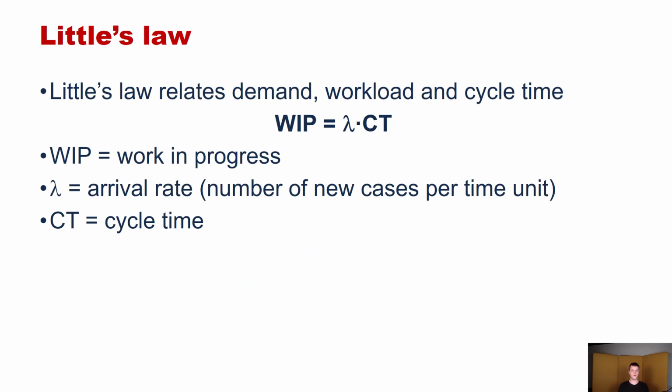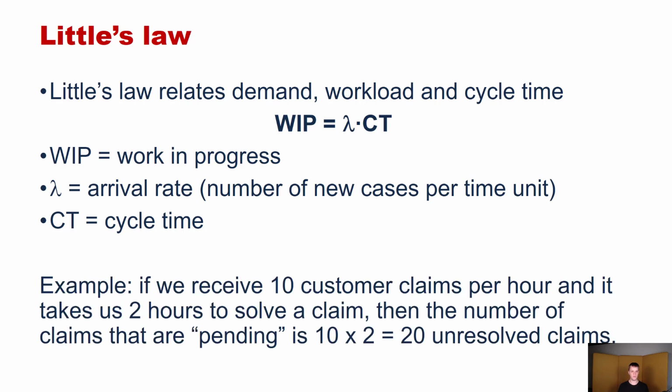And Little's Law relates demand, workload, and cycle time as follows. Work in progress equals arrival rate times cycle time. For example, if we receive 10 customer claims per hour and it takes us 2 hours to solve a claim, then we can use that information to figure out the number of unresolved claims in our system. In this case, it would be 10 times 2 equals 20 unresolved claims.